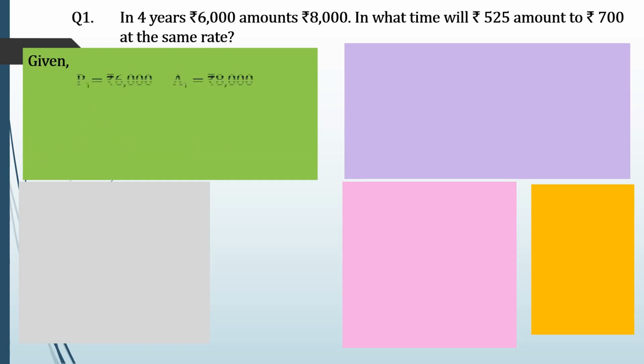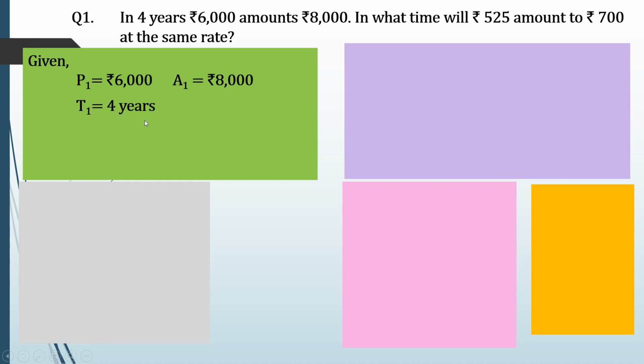Given, the first principal we'll mark as P1. This 1 denotes the first condition. So here P1 is given as rupees 6,000, and this rupees 8,000 is the amount in the first condition, so we'll write A1 as rupees 8,000. Here we are also given time for the first condition, so we'll write T1 equals 4 years.